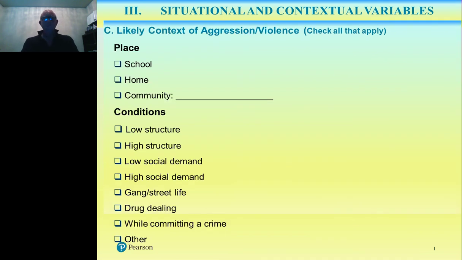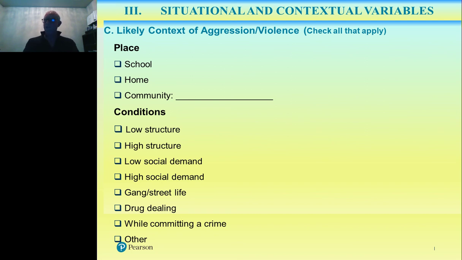So then under the situational contextual variables is where, if something were to happen based on all you've assessed so far, what is the likely context of that aggression and violence? And you check all that apply. School, home, in the community, maybe the community center, I don't know. Is it going to happen at a sporting event, perhaps? Who knows? And then what are the conditions? So where is it most likely to happen?